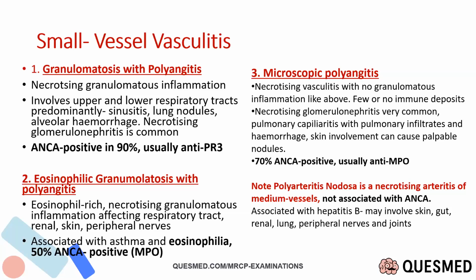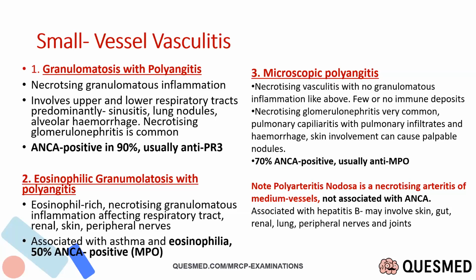And eosinophilic granulomatosis with polyangiitis, in contrast, is only associated with ANCA in 50% of patients, and it's MPO positive, and that's P ANCA. And it's associated with eosinophilia, and often patients may have a background of asthma. And you're looking at eosinophil-rich necrotizing granulomatous inflammation. And that typically, again, involves the respiratory tract, the kidneys, the skin, and you often get a mononeuritis multiplex as well.